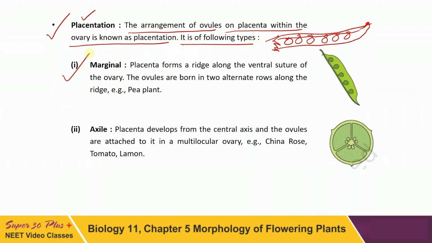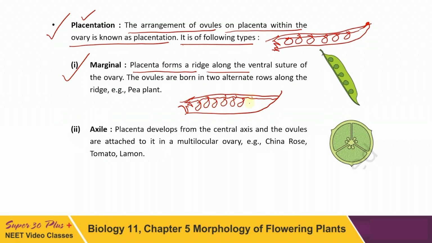One is marginal, where the placenta forms a ridge. As I told you, in case of pea, you have seen the fruit. On one side we have a ridge-like structure, a double line, and the ovules are found arranged on this ridge like this. So this is known as what? This is called marginal placentation.